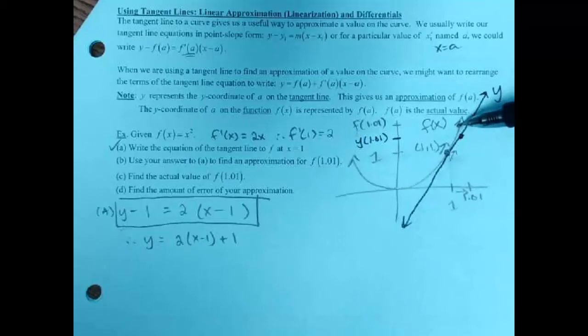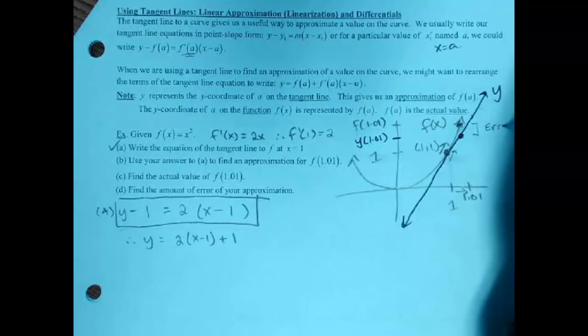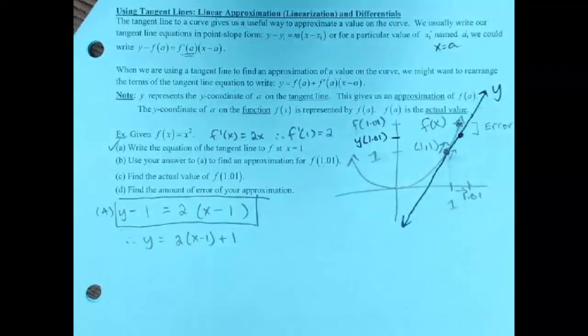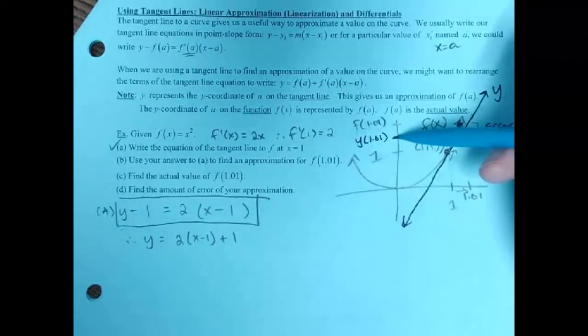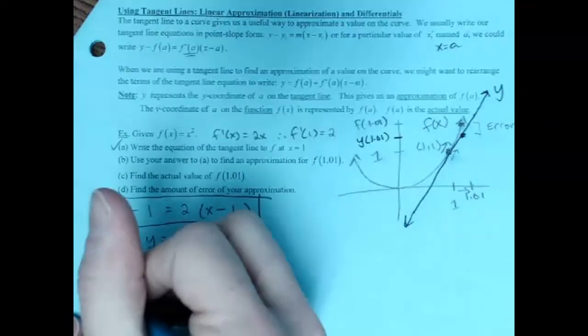It's not the same value as the function. But those 2 points are pretty close together. We call the gap between those 2 points the error. We don't really have to concern ourselves too much about error, but it's going to come up for us in part D. Anyways, we're going to use the tangent line. We're going to figure out what this y-coordinate is to approximate the true function value. All right, let us go for it.